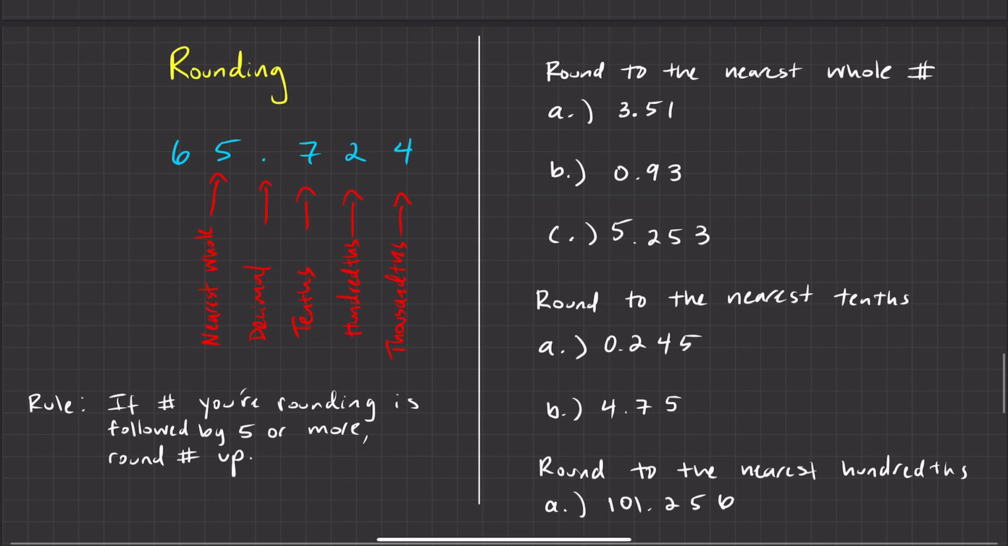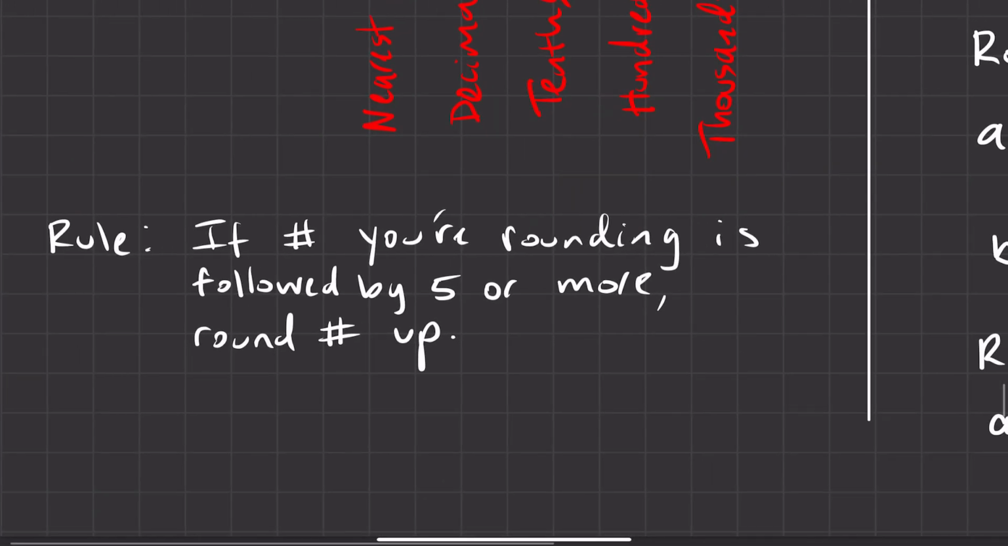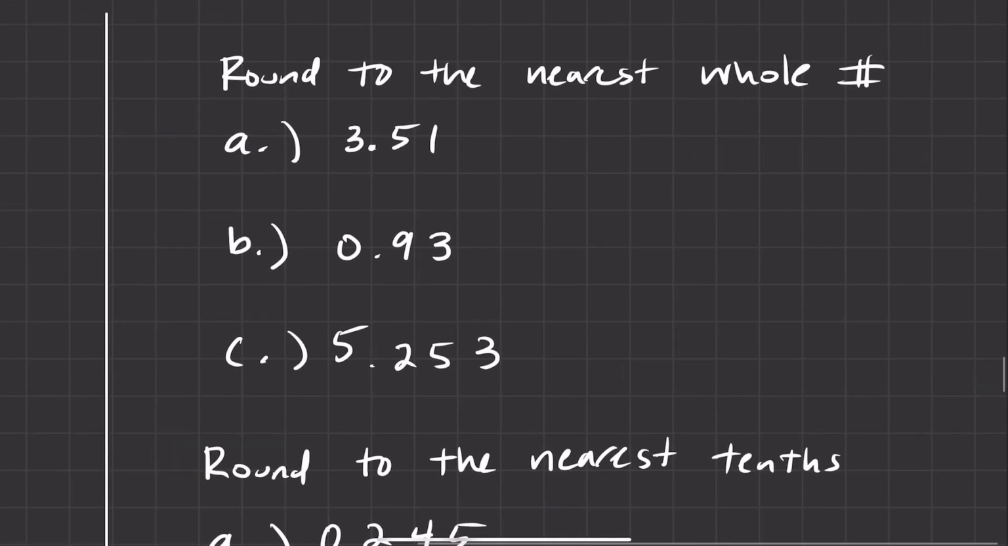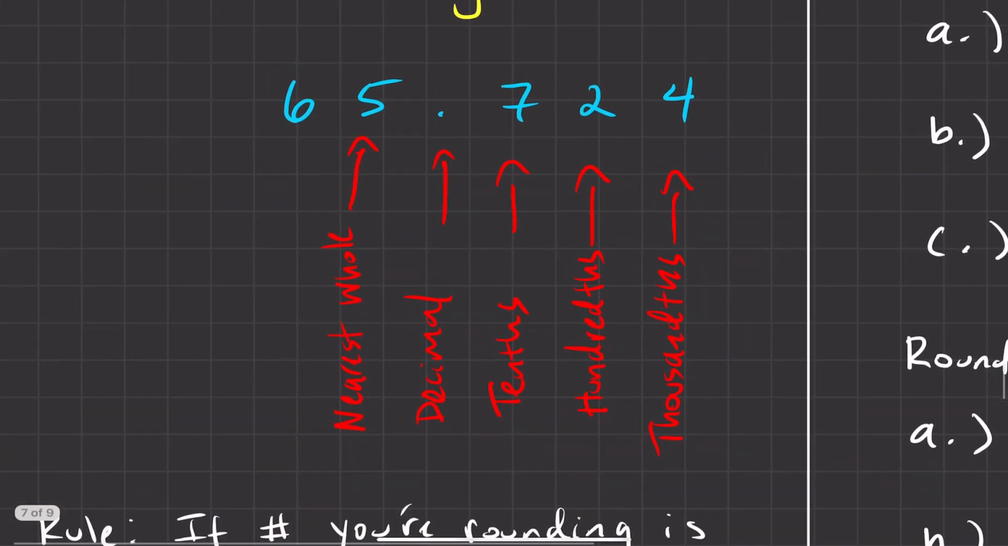So we have 65.724. Now, the rule of rounding is pretty simple. We say that if the number you are rounding is followed by 5 or more, you're going to round that number up. If it's below that 5, that number is actually going to remain the same. So let's go ahead and take a look at some examples here. I have the directions, and it says that you're going to round to the nearest whole number. So remember, the nearest whole will always be the one place after the decimal, one to the left.